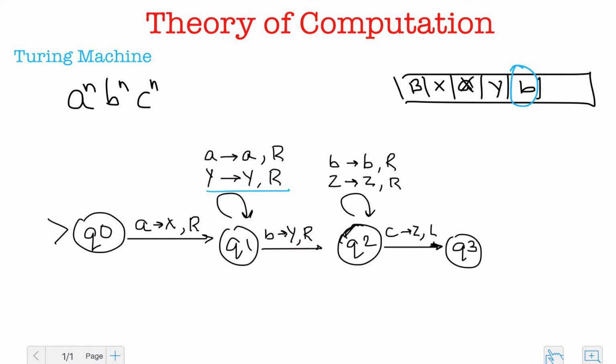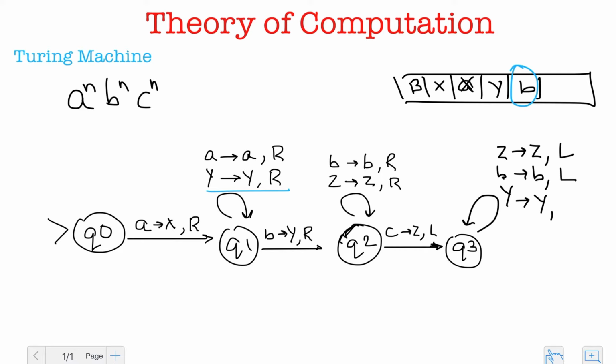So I'm going to stay at q3 for multiple transitions. So I draw a self loop on q3, and what do I say? I say that as long as you're getting a z, stay at q3. So if I get a z, keep the z as z itself, move to the left, stay on q3. If you encounter a b, then keep the b as a b itself and stay on q3 and move to the left. If you encounter a y, then also stay at q3.